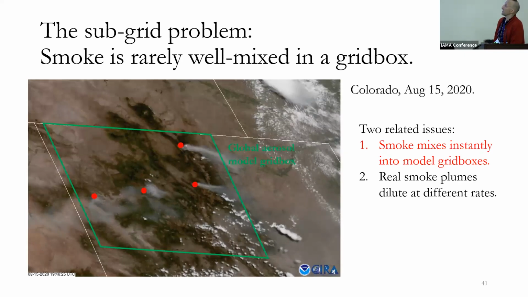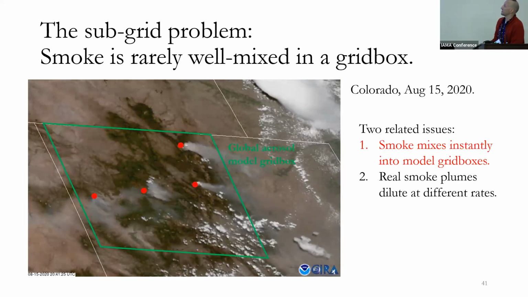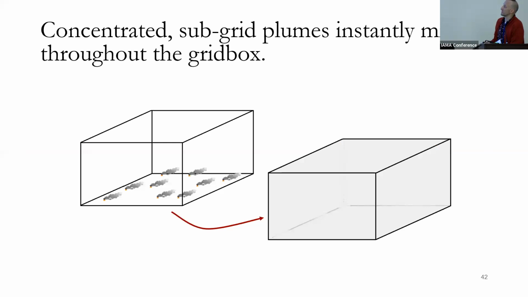So first, thinking about the smoke instantly mixing into the grid box, to motivate it, think of it like this. I mean, this grid box is probably deeper than it should be, but imagine you have multiple fires within a plume and they're each maintaining high concentrations. But the way we do things is we take those particles and instantly spread them apart, lowering the concentrations in our grid boxes. It doesn't matter whether you are regional or global, there's some of this dilution happening.